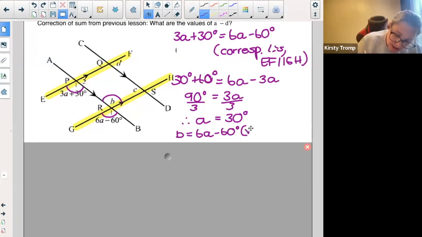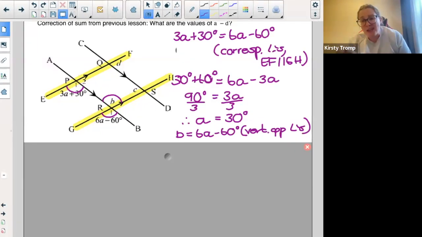The reason why is vertically opposite angles. Okay, if your teacher wants you to rewrite the word, write all the words out. My spelling, not great. I like that we can use abbreviations in maths. It's my favorite.